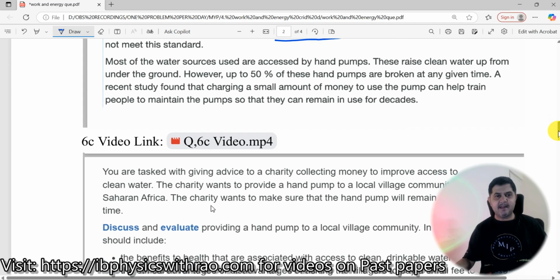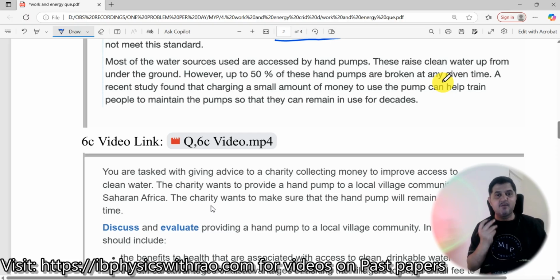The third paragraph tells you most of the water resources are accessed by hand pumps. What is the solution for it? The hand pump is one of the solutions. There is clean water up from under the ground, however, 50% of these hand pumps are broken. So you install a hand pump, maybe after 2-3 months you go there, the hand pump is broken.